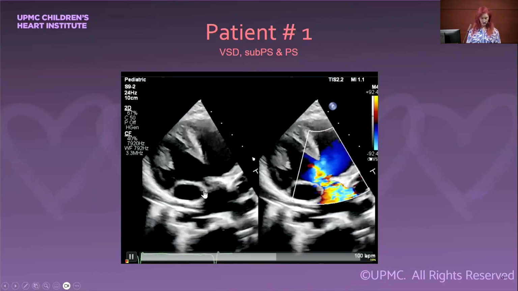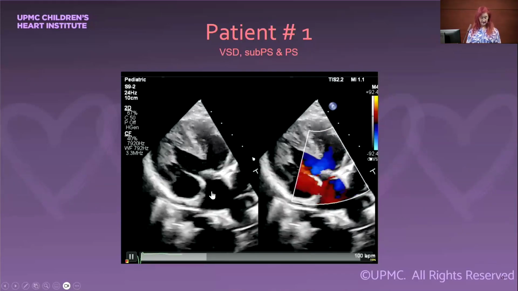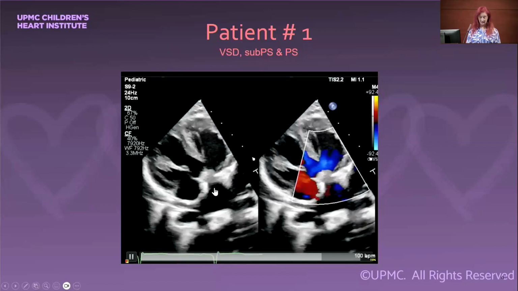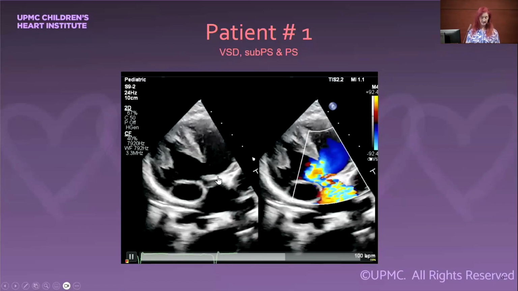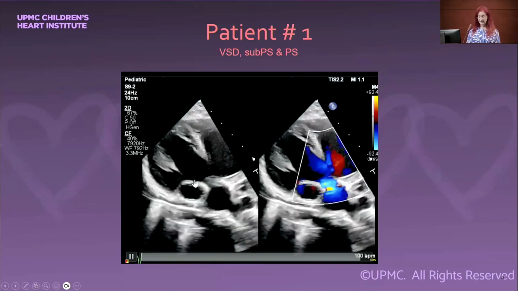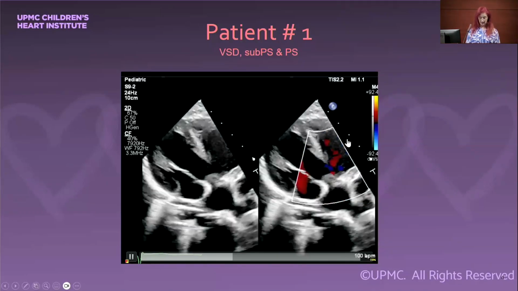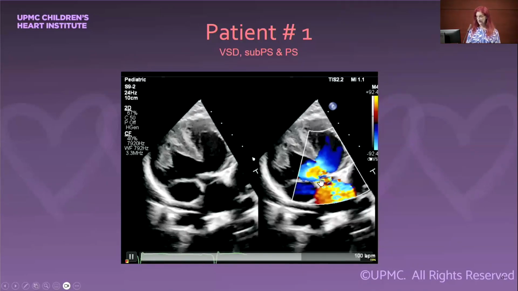Here, if you look, the thin line is the pulmonary valve leaflets. Below that, and I don't know why it's a little bit fuzzy, that is actually conal septum that is deviated posteriorly and causing the majority of the obstruction. It's subpulmonic stenosis.